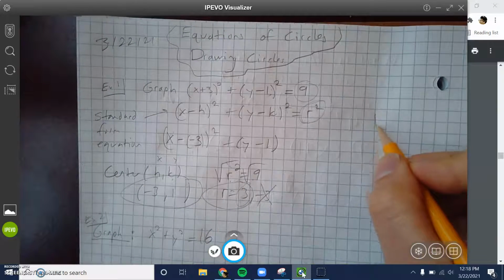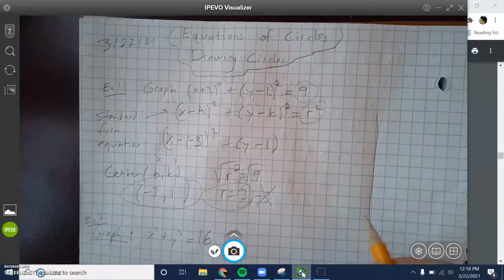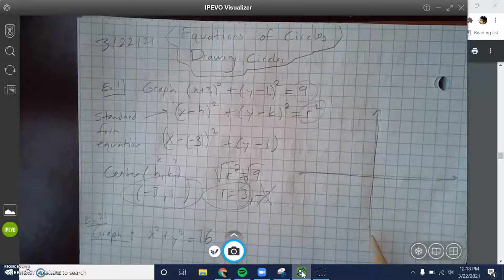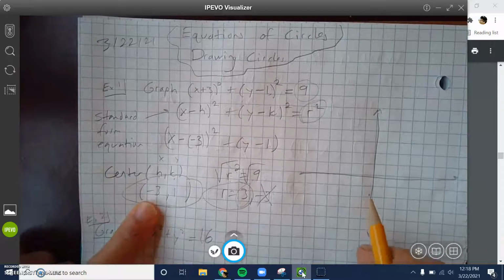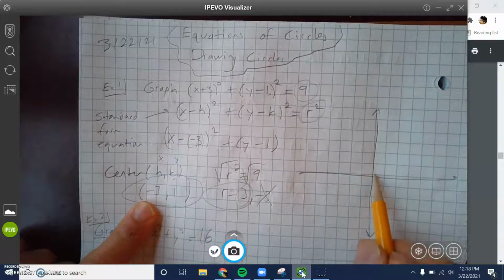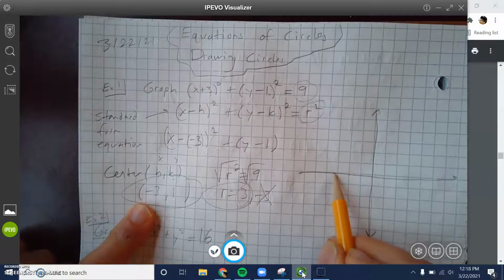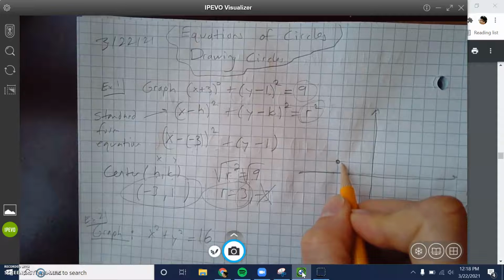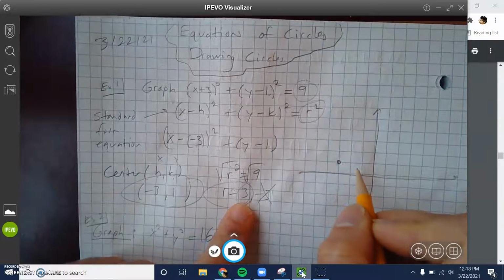Okay, so now we're ready to graph. This is how we do it. If you have graph paper, you're in luck. If not, you can just approximate, it's okay. So the center's at (−3, 1). So we got 1, 2, 3, −3, 1. Boom. There's the center. Put that down right there. Okay, now the radius is 3.